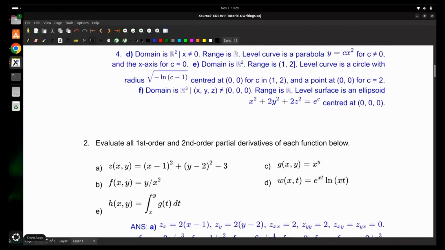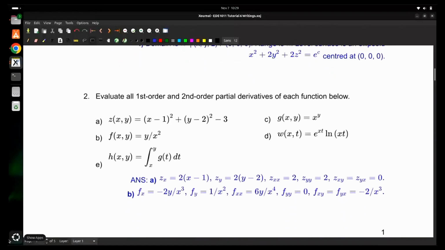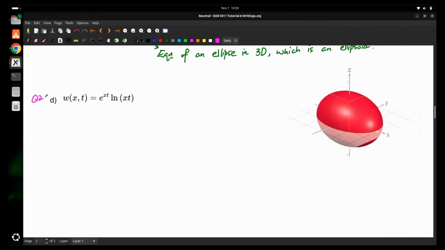So let's look at question 2. Question 2 is actually just differentiate. First and second order partial derivatives, but you also need to get the mixed partials. So do I need to go through anyone? D and E. Okay, so first and second order derivatives.